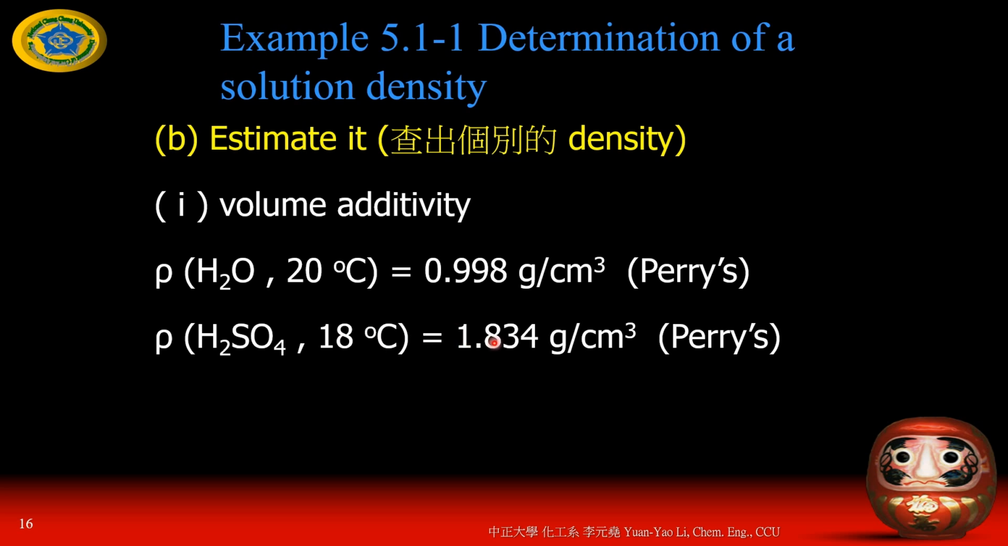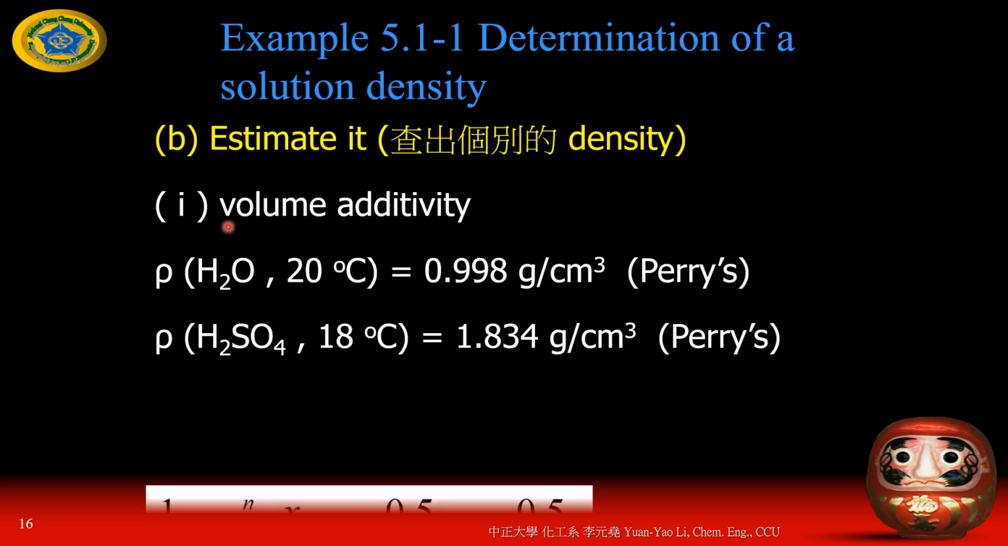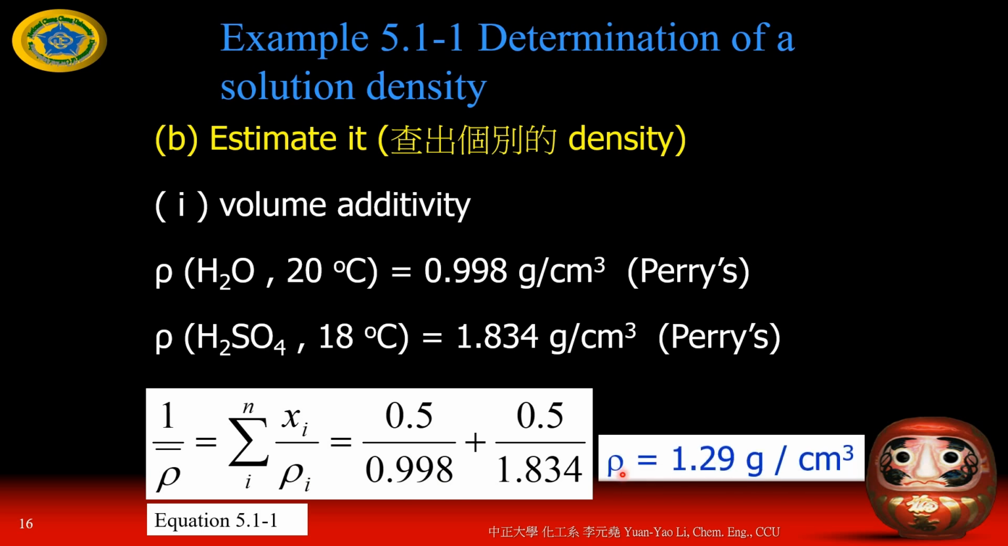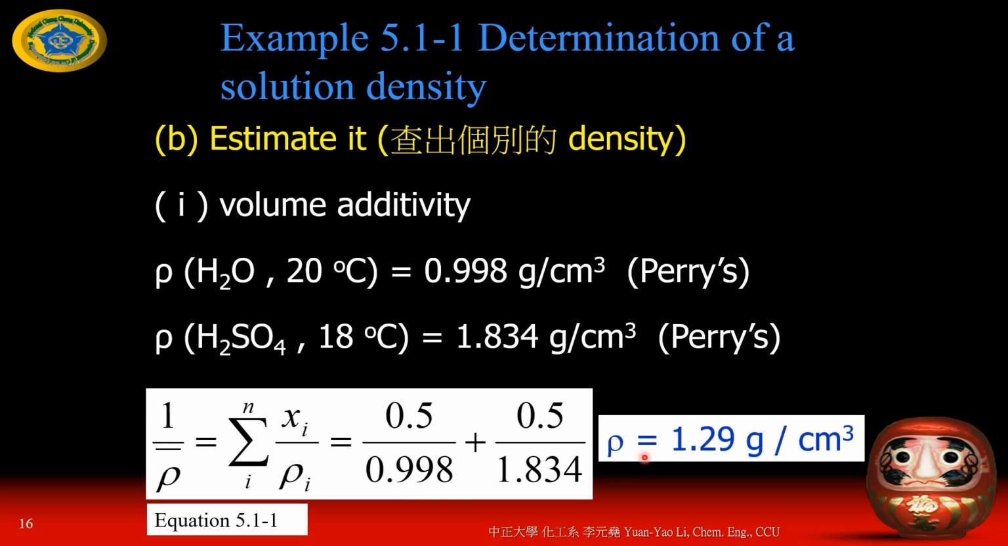So you use 1.834 grams per cubic meter. If you use the equation 5.1-1 and put in the numbers, the 50-50, and the densities here, as a result you get a density. The answer is 1.29 gram per cubic meter. So this is the answer using the volume additivity method.